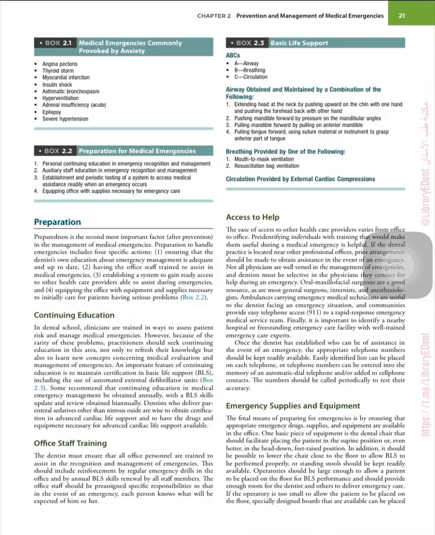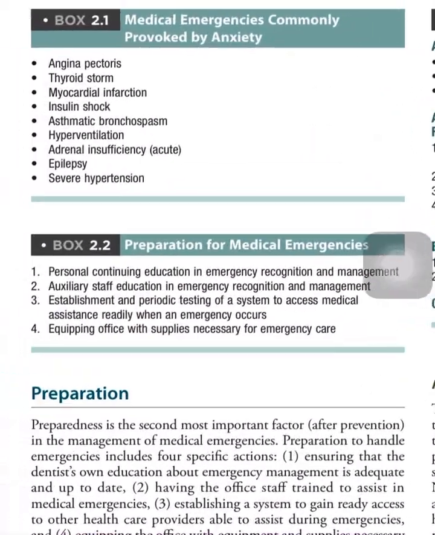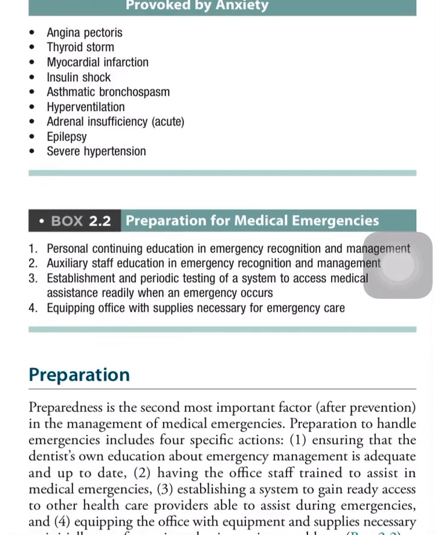Next we come to the medical emergencies commonly provoked by anxiety. When the patient comes, the most important thing that happens is anxiety. After anxiety, you have to learn this box. It is very important for you: angina, thyroid, MI, insulin shock, asthmatic bronchospasm, hyperventilation, adrenal insufficiency, epilepsy, and severe hypertension. They can be triggered by anxiety, stress, and fear in the patient. So it is very important.